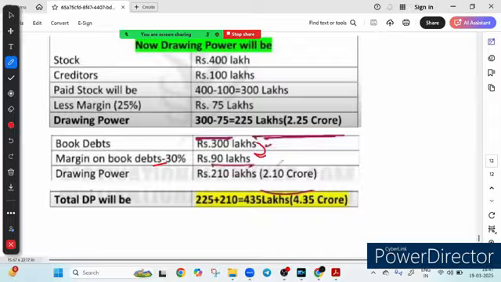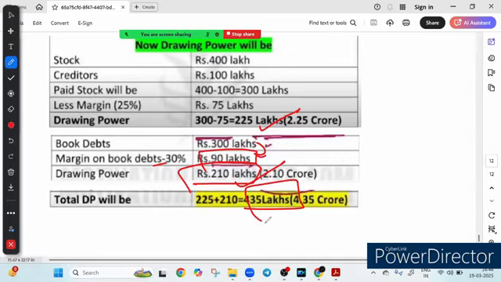So just calculate 30% of 300 lakh, which is how much? 90 lakh. So this is the borrower contribution. The bank will not give this, the borrower has to contribute it. So the bank will subtract it, and the drawing power will be 210 lakh, which is 2.1 crore. So the final drawing power is 225 lakh here and 210 lakh here, which is nothing but 435 lakh.